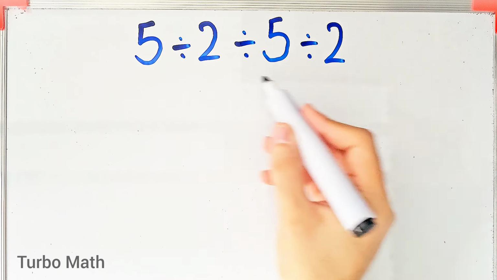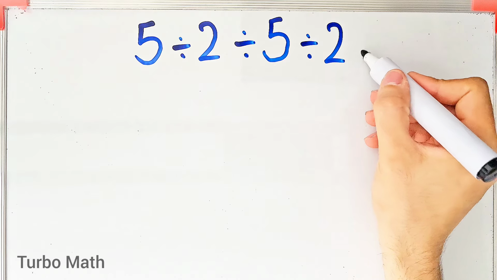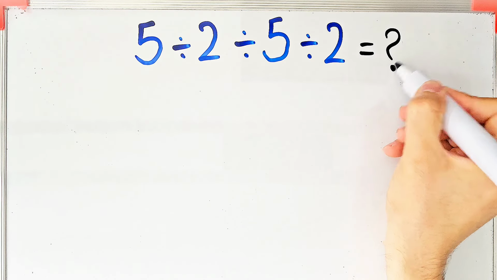Can you solve this question? 5 divided by 2 divided by 5 then divided by 2. What is the answer of this question?